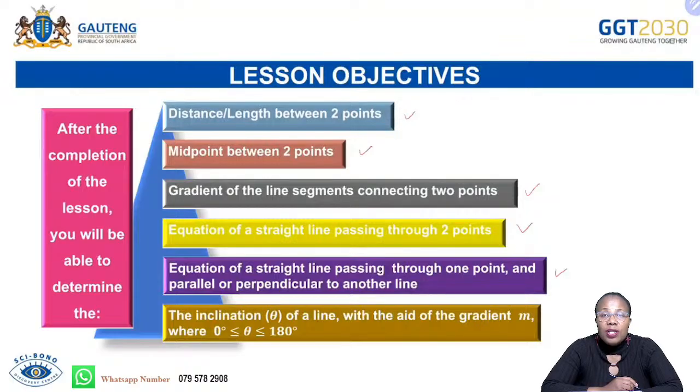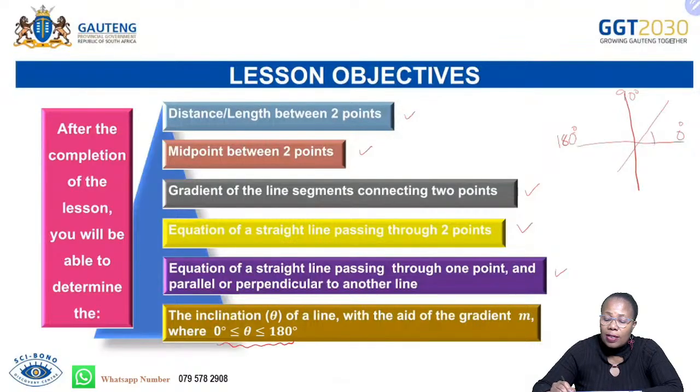And then the inclination of a line with the aid of a gradient m, where this inclination lies between 0 and 180 degrees. What do we mean about that, grade 12? Remember, this is our 0 degrees line, the 90 degrees, the 180 degrees, and so forth. So this inclination can lie in quadrant 1. That is why we are saying from 0 to 180, or it can be in the second quadrant. That is what we mean about the inclination being between 0 and 180.